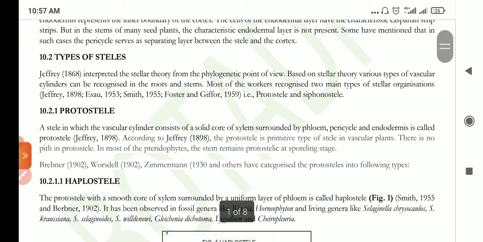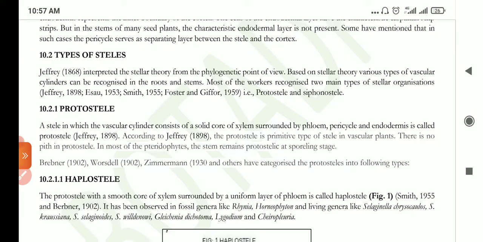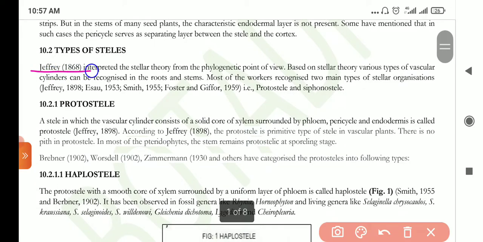Now let's look at the types of stele. From Jeffrey, please remember this scientist's name, Jeffrey, 1898. He interpreted the stellar theory from the phylogenetic point of view. Phylogenetic point of view means how they evolve.